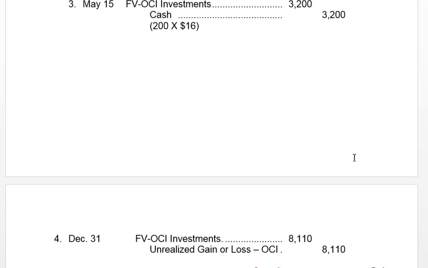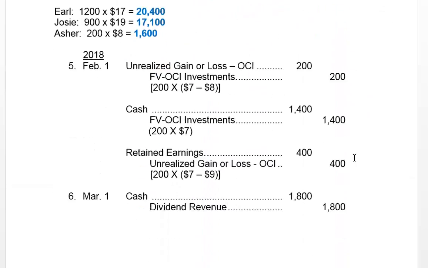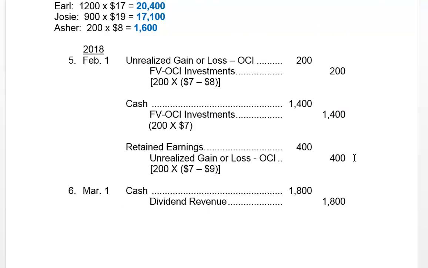We now sold the remaining Asher shares, for $7 a share. So cumulatively, from the time we bought them to the time we're selling them, on those 200 shares we've cumulatively got an unrealized loss in our OCI account of $400, or $2 a share.